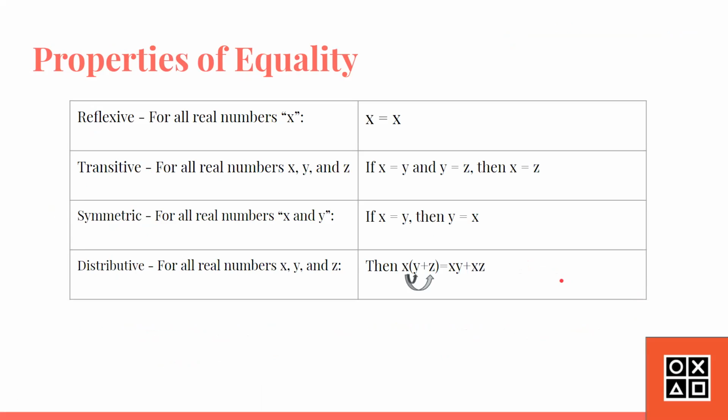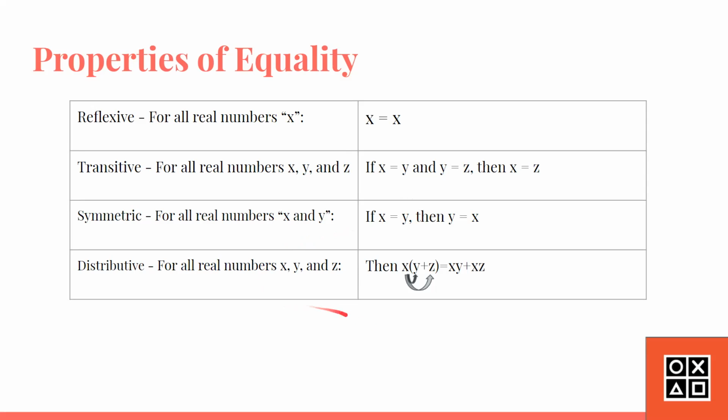The reflexive property is that a number equals itself. The transitive property, if x equals y and y equals z, then x equals z. For example, if 2 equals 2 and 2 equals 2, then 2 equals 2. Pretty common sense. The symmetric property is if x equals y, then y equals x. Just flip the equation over the equal sign.